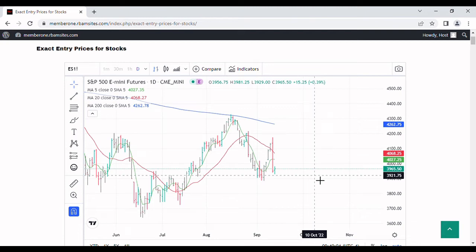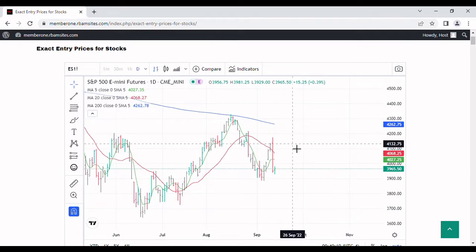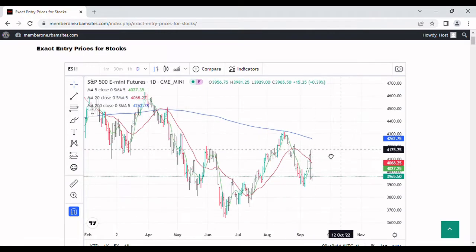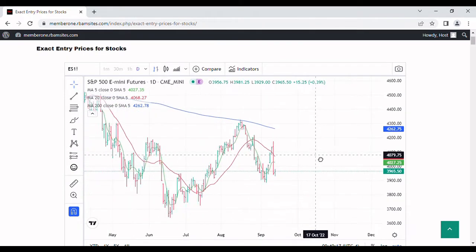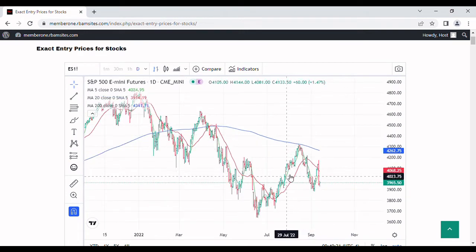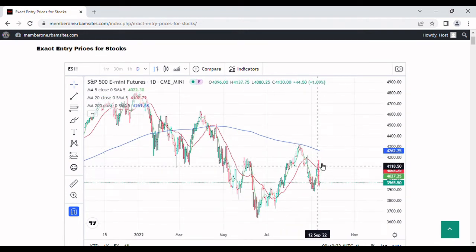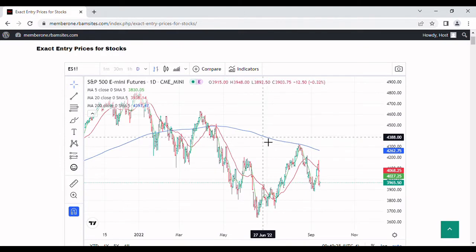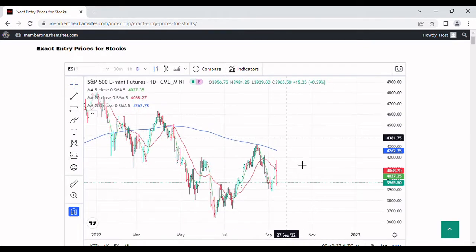We're going to do a brief video on the SP500 bear market, and we've got a daily chart of the SP500 E-mini futures contract, which we're using as a proxy. It's a great proxy to use, a very high volume futures contract for the SP500. We've got a green 5-day moving average on here, a red 20-day moving average, and a blue 200-day moving average.